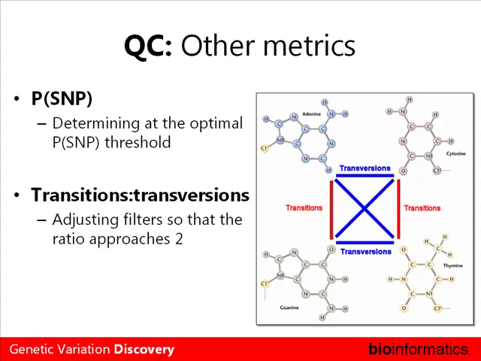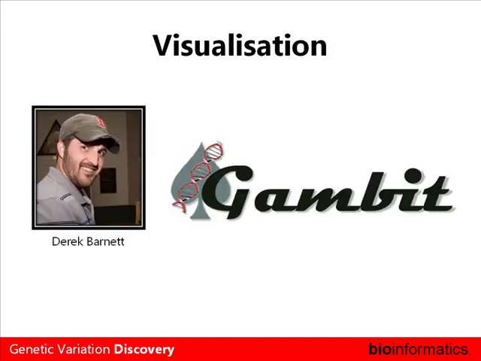What's the probability that this site is polymorphic? And so you can place a threshold there. And then also, our friends at the Wellcome Trust Sanger Institute actively try to optimize their SNP calls so that their transition to transversion ratio is as close to 2 as possible. And how would that help? Well, theoretically, that's supposed to be the optimum.